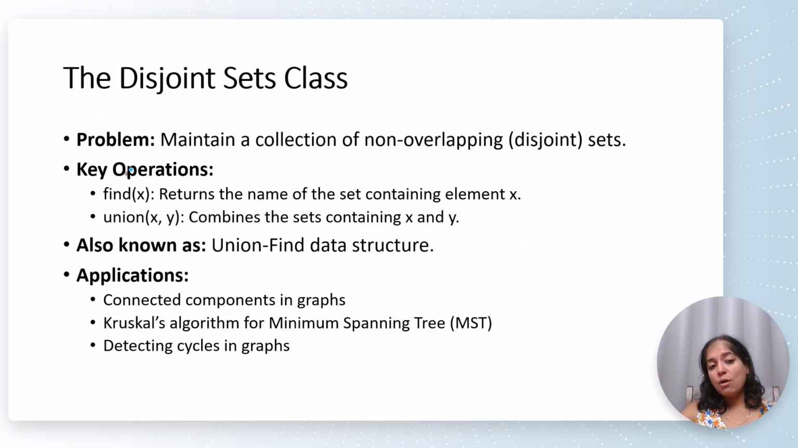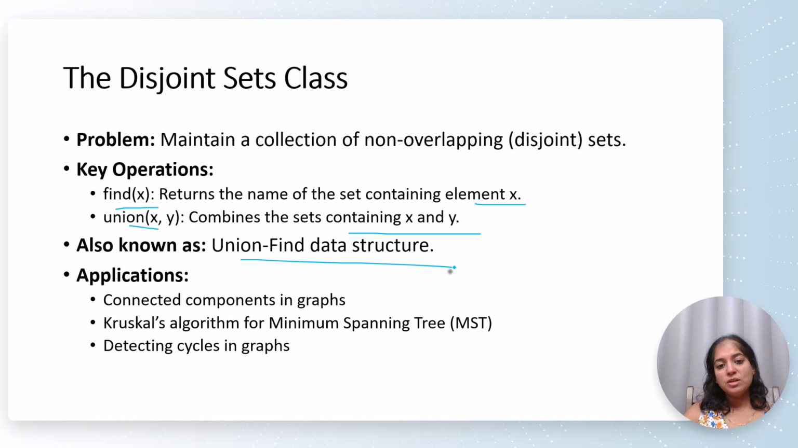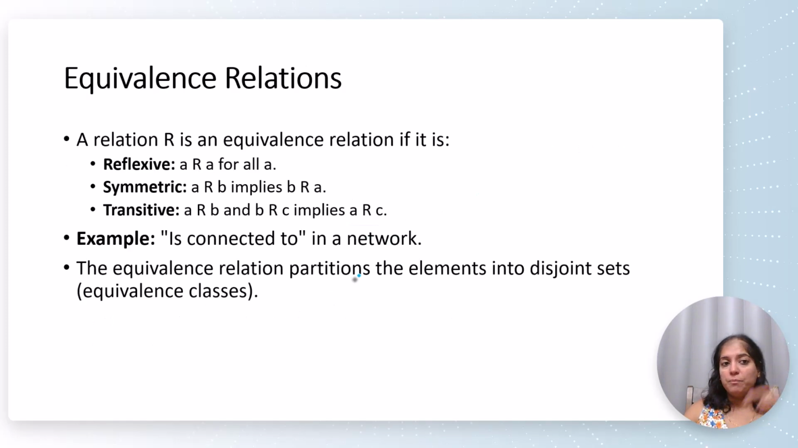So there are two key operations we perform: one is the find operation, one is the union operation. The find operation returns the name of the set containing the element x, whereas the union operation combines the sets containing x and y. It is also called the union-find data structure. We have multiple applications of it, like in a minimum spanning tree, which we will discuss next week, detecting cycles in a graph, again next week, and connected components in a graph. So general applications of disjoint sets are in graphs, network topology and so on.